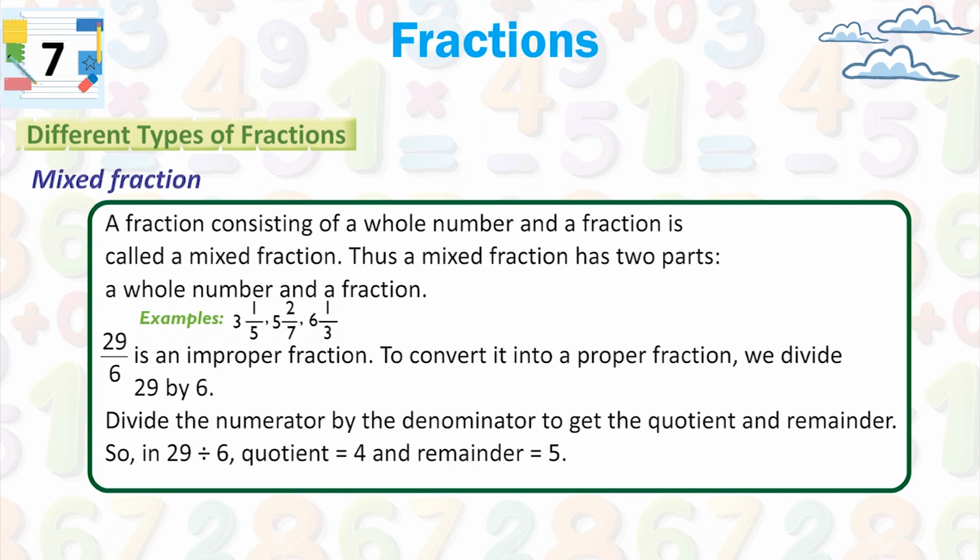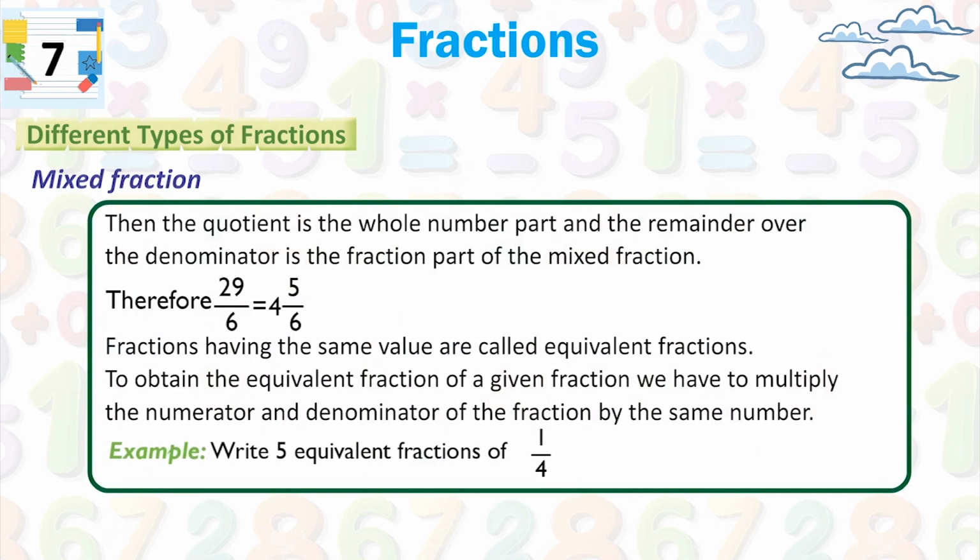29 upon 6 is an improper fraction. To convert it into a mixed fraction, we divide 29 by 6. Divide the numerator by the denominator to get the quotient and remainder. So, in 29 divided by 6, quotient is equal to 4 and remainder is equal to 5. Then, the quotient is the whole number part and the remainder over the denominator is the fraction part of the mixed fraction. Therefore, 29 upon 6 is equal to 4, 5 upon 6.